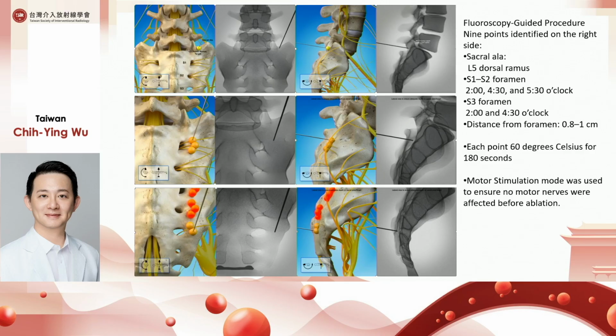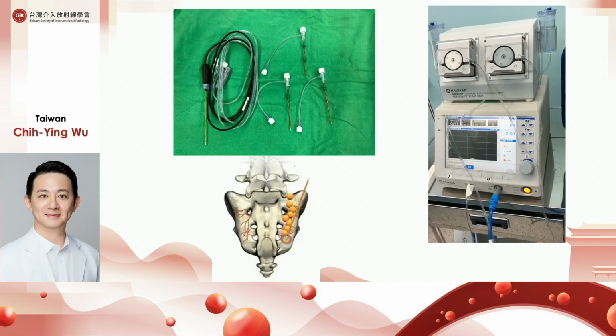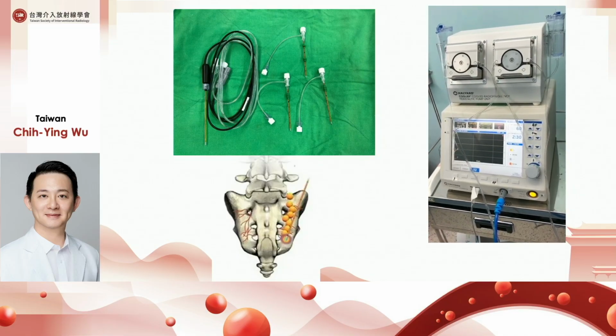SI joint cooled radiofrequency is performed under fluoroscopic guidance. There are 9 points. Our target is the L5 dorsal ramus and the S1 to S3 lateral branches. At each point we operate at about 60 degrees Celsius for 180 seconds. Motor stimulation should be tested to prevent injury to the sacral nerve. This is the SI joint cooled radiofrequency kit, including its needle and its cooling system.